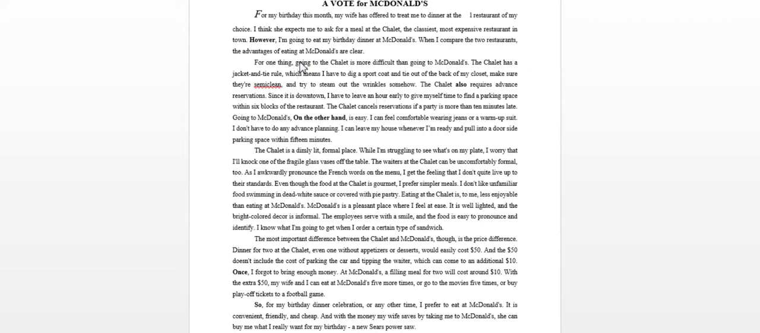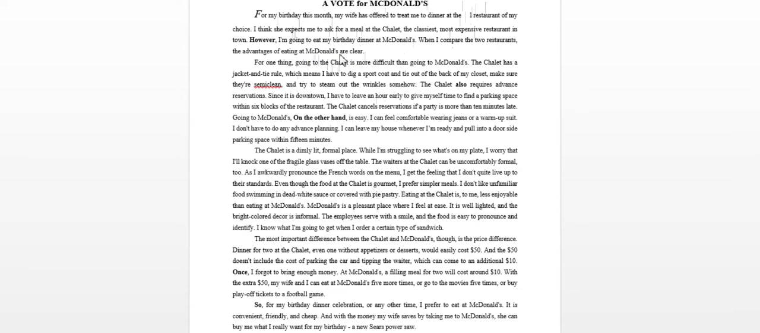The sample essay I have on the screen is called A Vote for McDonald's. It will contrast a fancy restaurant, the Chalet, with McDonald's. You can see it begins with an introduction. "On my birthday, my wife has offered to treat me for dinner at the restaurant of my choice." It's not a thesis, it's a fact. Then a couple of sentences until we get to the thesis. "When I compare the two restaurants, the advantages of eating at McDonald's are clear."